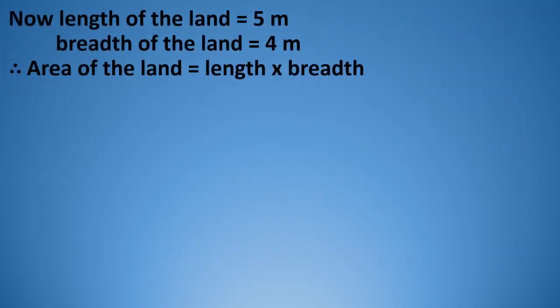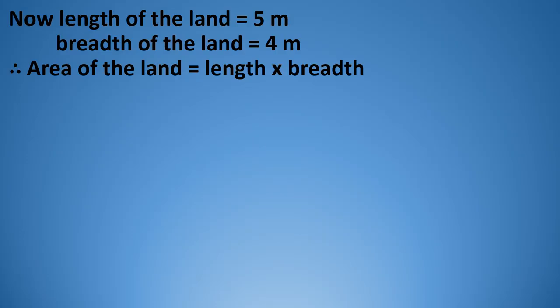Area of the land means land is rectangular in shape. So what we will do? We will find out the area of the rectangle, that is length multiplied by breadth. Okay, it is 5 meter multiplied by 4 meter, which is equal to 20 square meter. Now we have area of complete land. Okay, that is covered with red boundary.